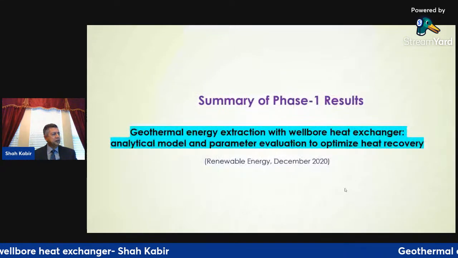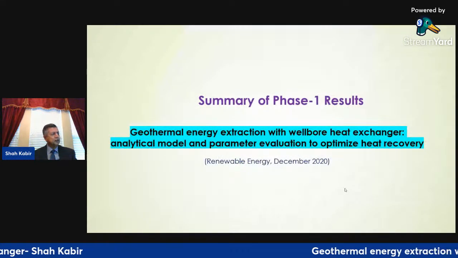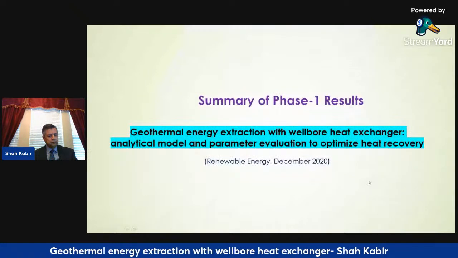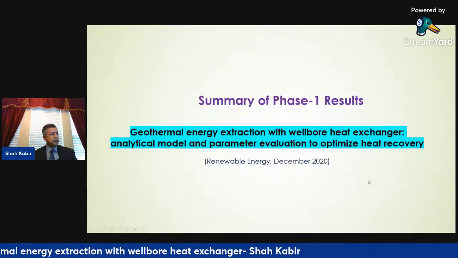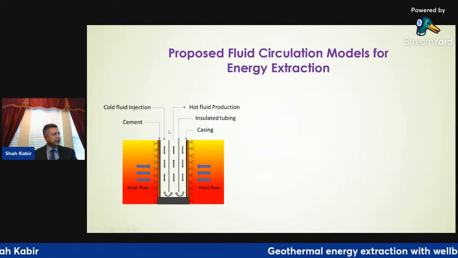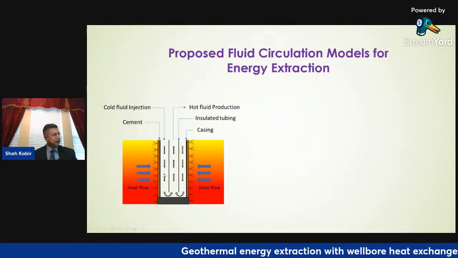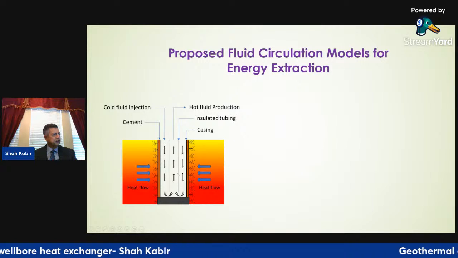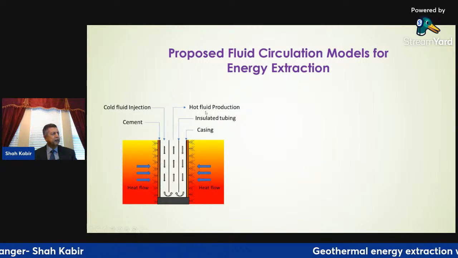Okay, so now we'll get into some technical content. So how do we model the thermal energy extraction by circulating fluid? So we had an article there a couple of years ago. So we considered circulating fluid down the annulus and up the tubing. So we are circulating a relatively cold fluid, and then we are bringing in hot fluid.